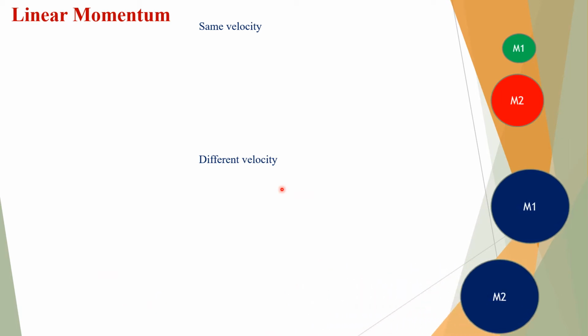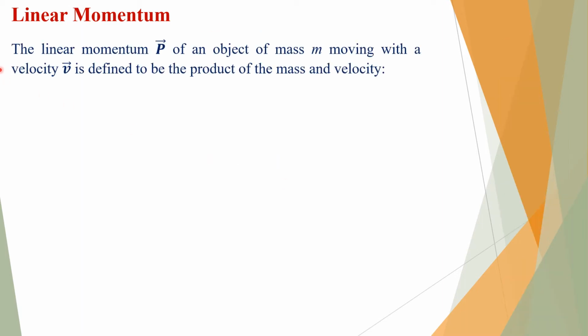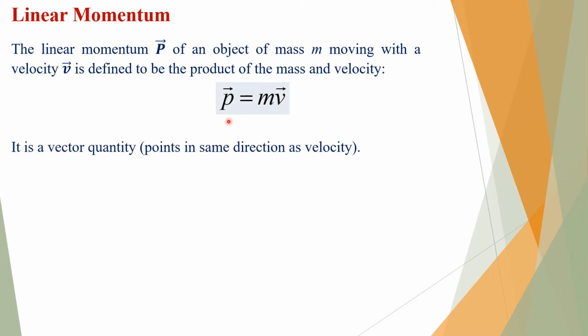So from here we can relate the mass and velocity of objects with another physical quantity, and that is known as momentum. The linear momentum, represented by P, of an object of mass m moving with a velocity v is defined to be the product of the mass and velocity. P is equal to m into v. It is a vector quantity, so it points in the same direction as the velocity.